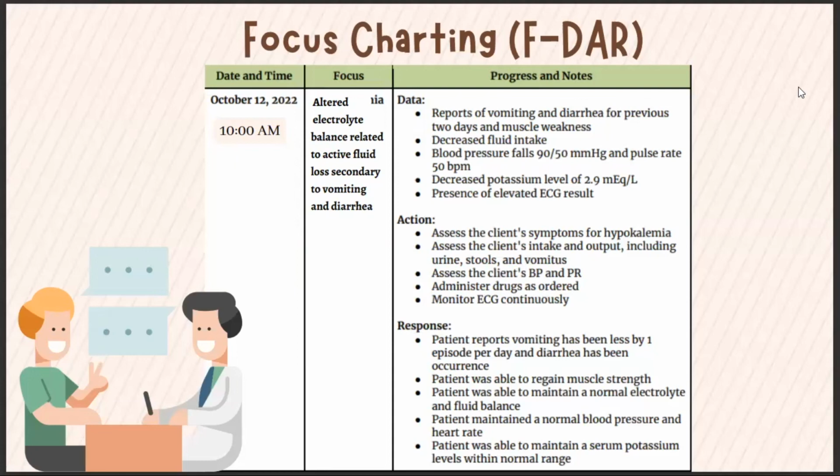Administer drugs as ordered. Monitor ECG continuously. Again, one of the aspects of hypokalemia is the risk of ECG changes. And lastly, the response. Patient reports vomiting has been less by 1 episode per day and diarrhea has been less. Patient was able to regain muscle strength. Patient was able to maintain a normal electrolyte and fluid balance. Patient maintained a normal blood pressure and heart rate. Patient was able to maintain serum potassium levels within normal range.